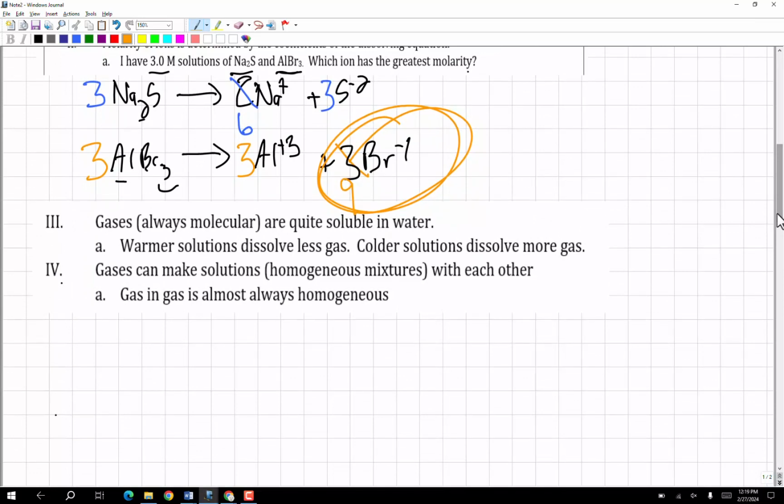Gases will always be molecular, and they're quite soluble in water. Warmer solutions dissolve less gas, and colder solutions dissolve more gas. That's the opposite of solids. We did that with the solubility curves. We've seen that before.